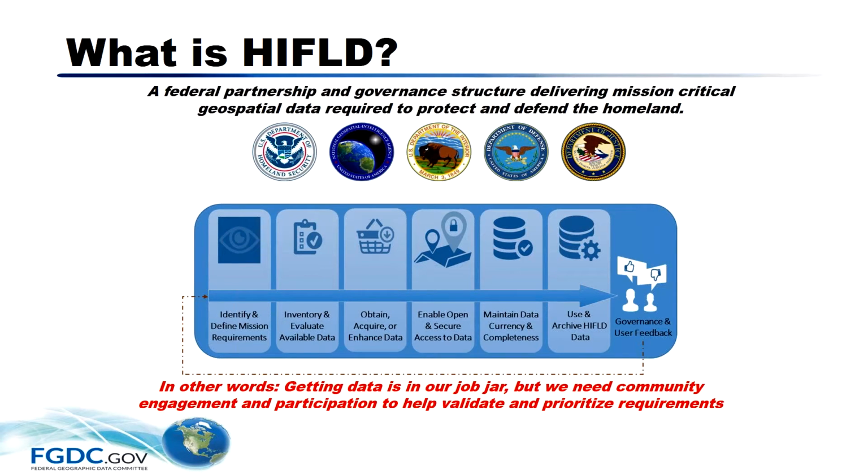So in other words, getting data is in our job jar. And this process that you see on the slide helps us define what those requirements are, prioritize those requirements, and also ensure that the data we do have is meeting the mission and the mission tempo. Next slide.